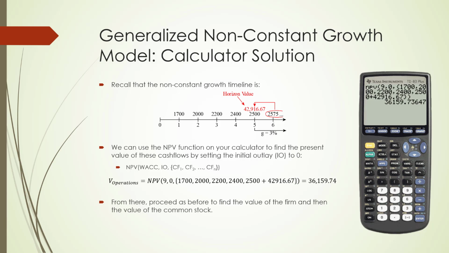So we can do this in memory rather than creating a list in the calculator. It's just a little bit easier. And when we do that, we get 36,159.74, which is precisely the same answer that we got earlier.